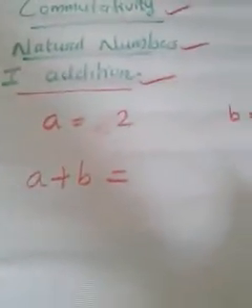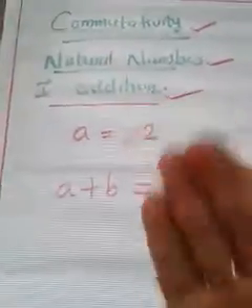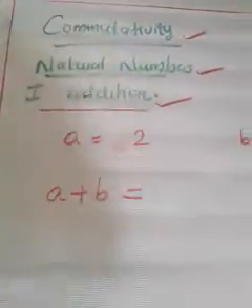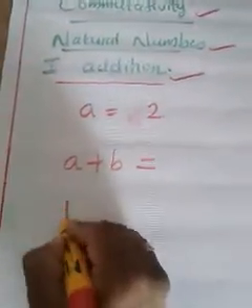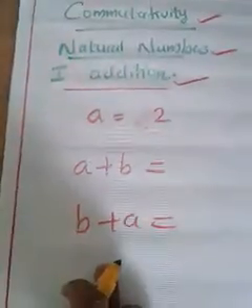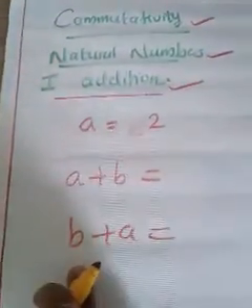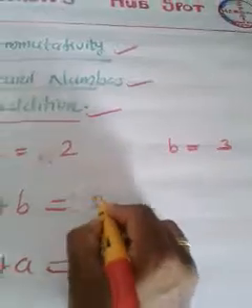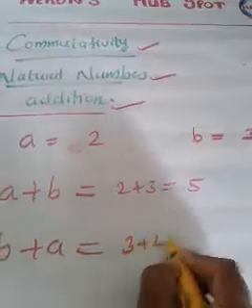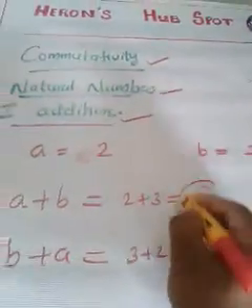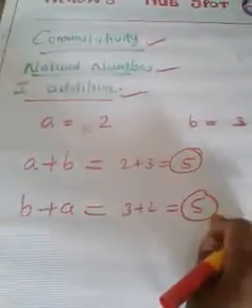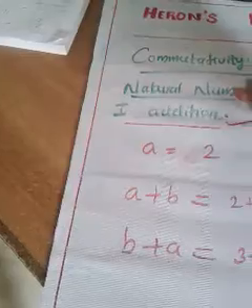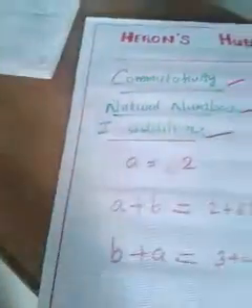As I told you, you may think is there any difference between the commutative property and the closure property? Yes, there exists a difference. The difference is we need A plus B and we need B plus A also. What is A plus B? 2 plus 3. That is 5. And what is B plus A? That is 3 plus 2. That also is 5. Just compare both results. And if both the results are the same, then natural numbers are commutative under addition.